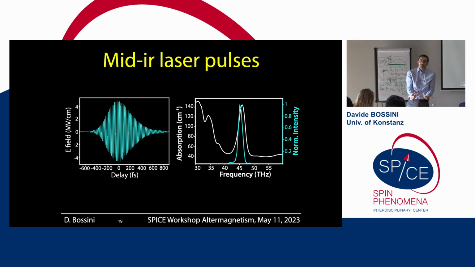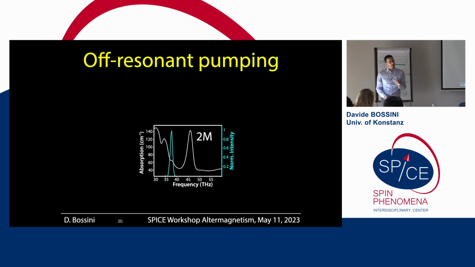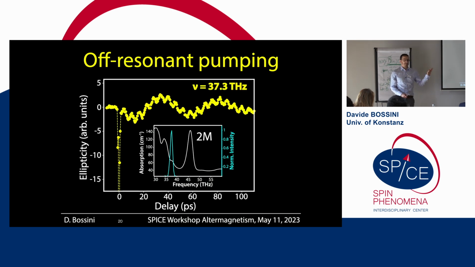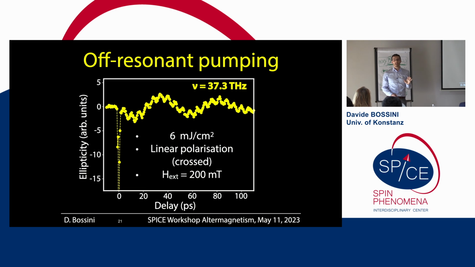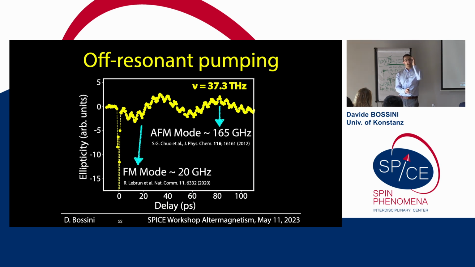And honestly, the very first experiment was performed pumping very far away from the 2-magnon mode. And we observed the spin dynamics. These are the experimental conditions, so we can see an oscillatory pattern with 2 frequencies inside, which amounts to 165 and 20 gigahertz. These numbers match very well the resonances of the 2 modes in hematite, the quasi-antiferromagnetic and quasi-ferromagnetic mode. So K0 magnons.